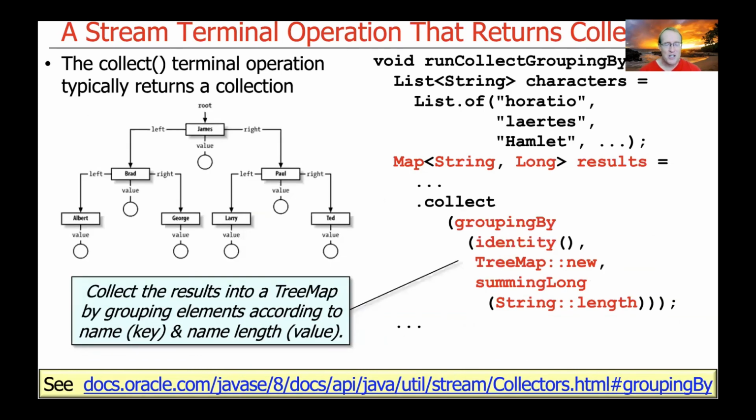There are other ways of creating maps, more powerful ways using various other kinds of collectors. For example, there's the grouping by collector. And as you can see here, what grouping by does is it takes 3 parameters and we use it to create different kinds of maps besides hash maps. So here's an example, as we'll see, that uses a tree map. And we'll talk about that in just a second.